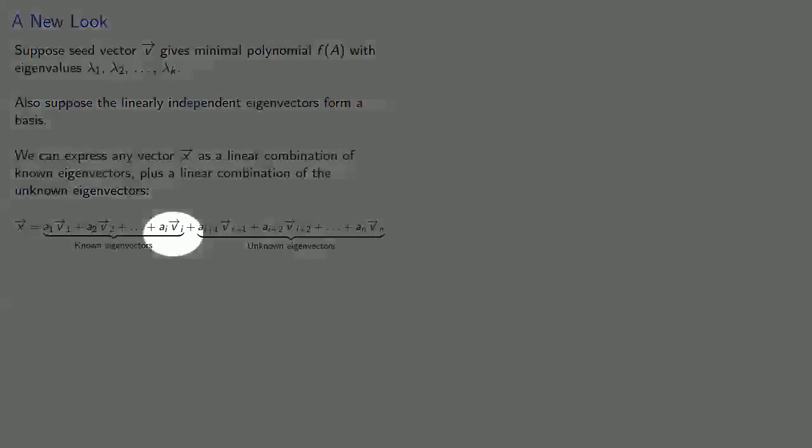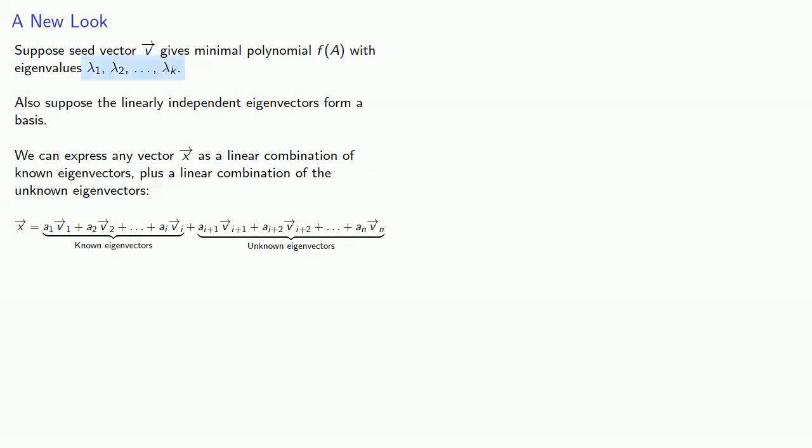And notice the indexing. We have i eigenvectors, but we assumed we had k eigenvalues. And so you might wonder, why were the eigenvectors v1 through vi instead of through vk?